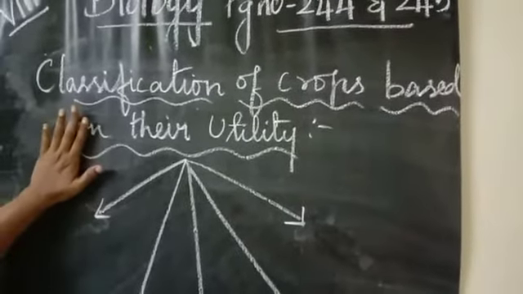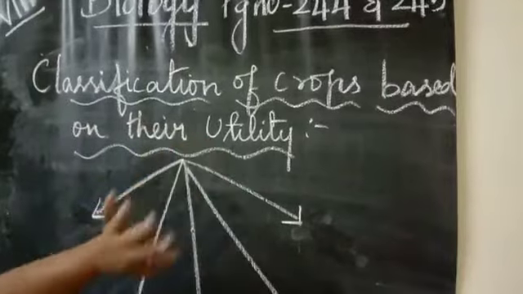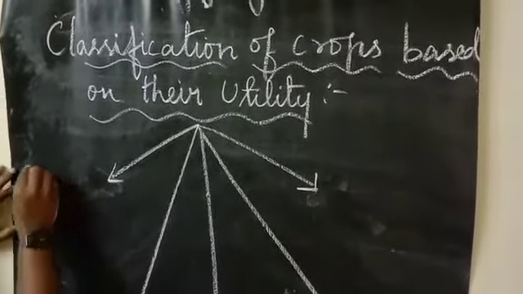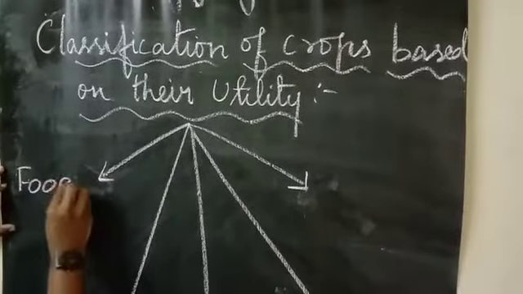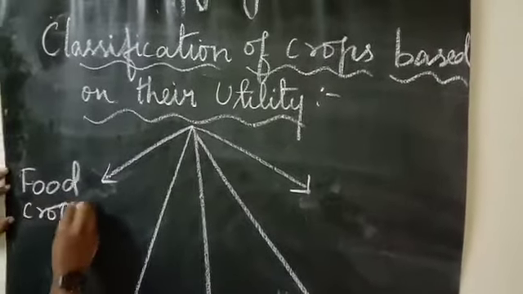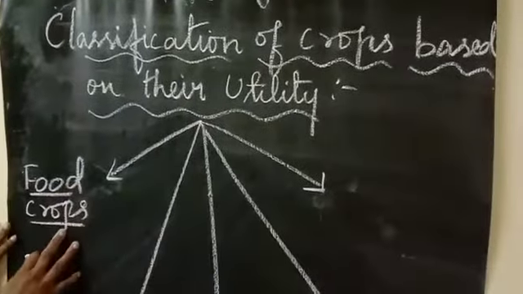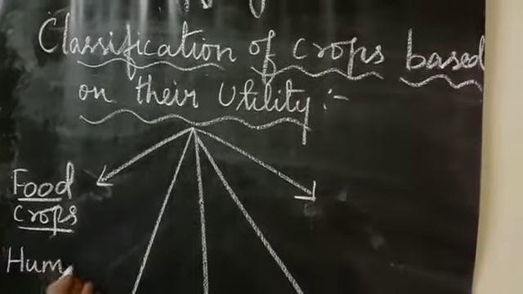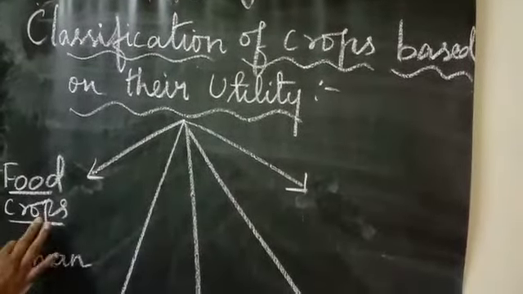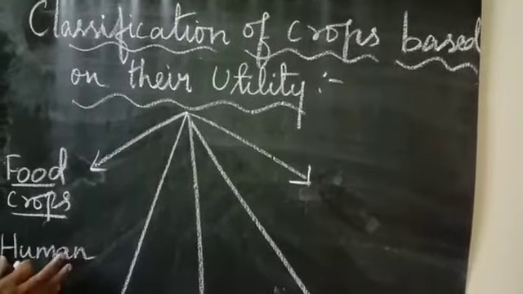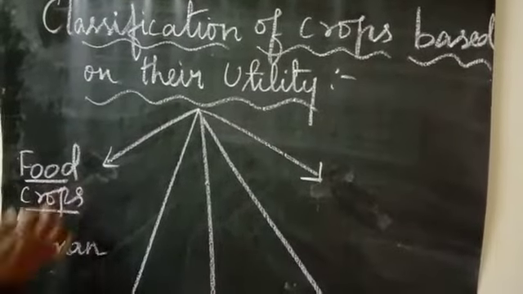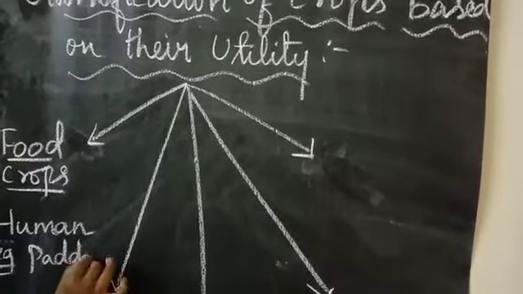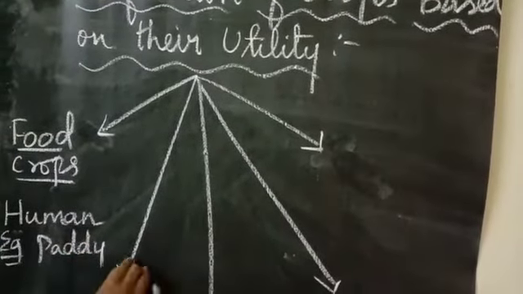Next, we are going to see the classification of crops based on their utility. In this, we are going to see 5 categories. The first one is food crops. Food crops are nothing but the crops which are grown for the consumption of humans. Food means for humans only it will be prepared. Examples are paddy or maize, we can say.